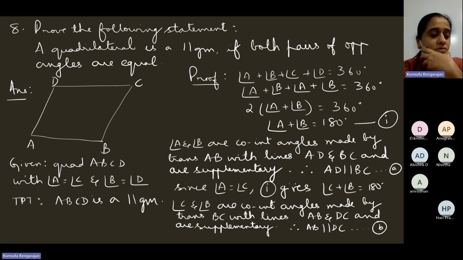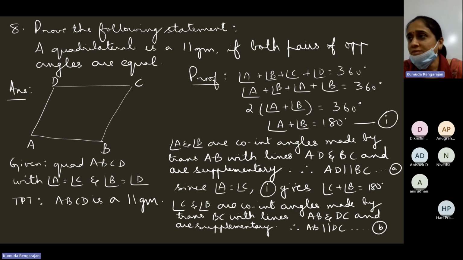So ABCD is only a quadrilateral. We'll have to prove that it's a parallelogram, if it's given that both pairs of opposite angles are equal. So how do you prove that a quadrilateral is a parallelogram? If both pairs of opposite sides are parallel, then it's a parallelogram.